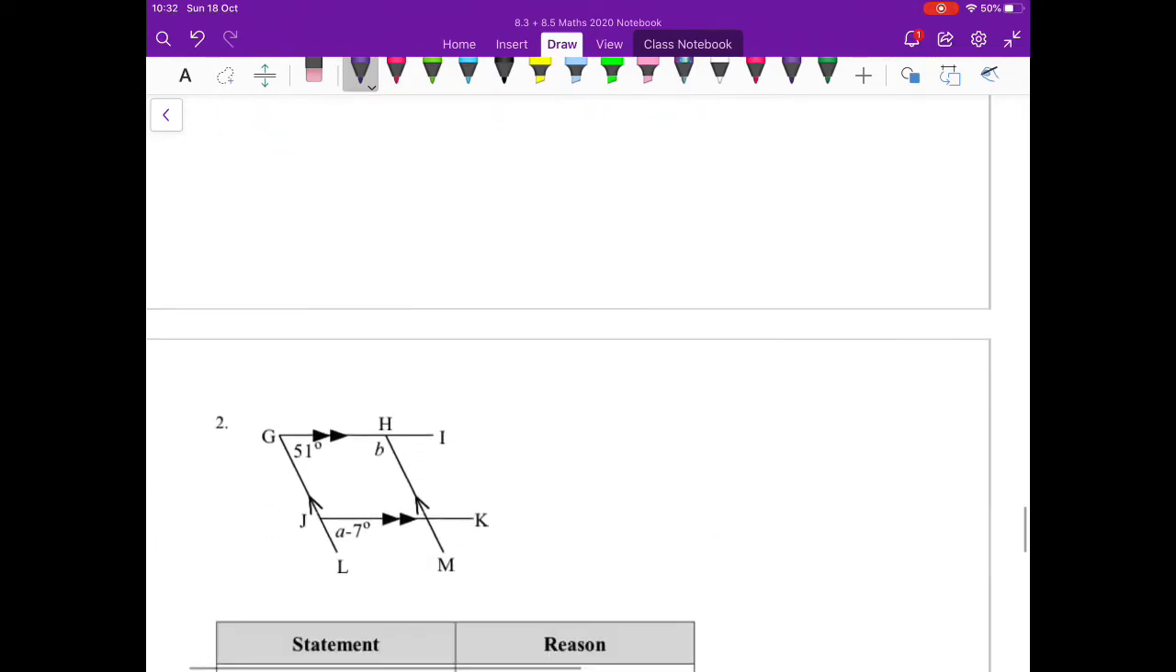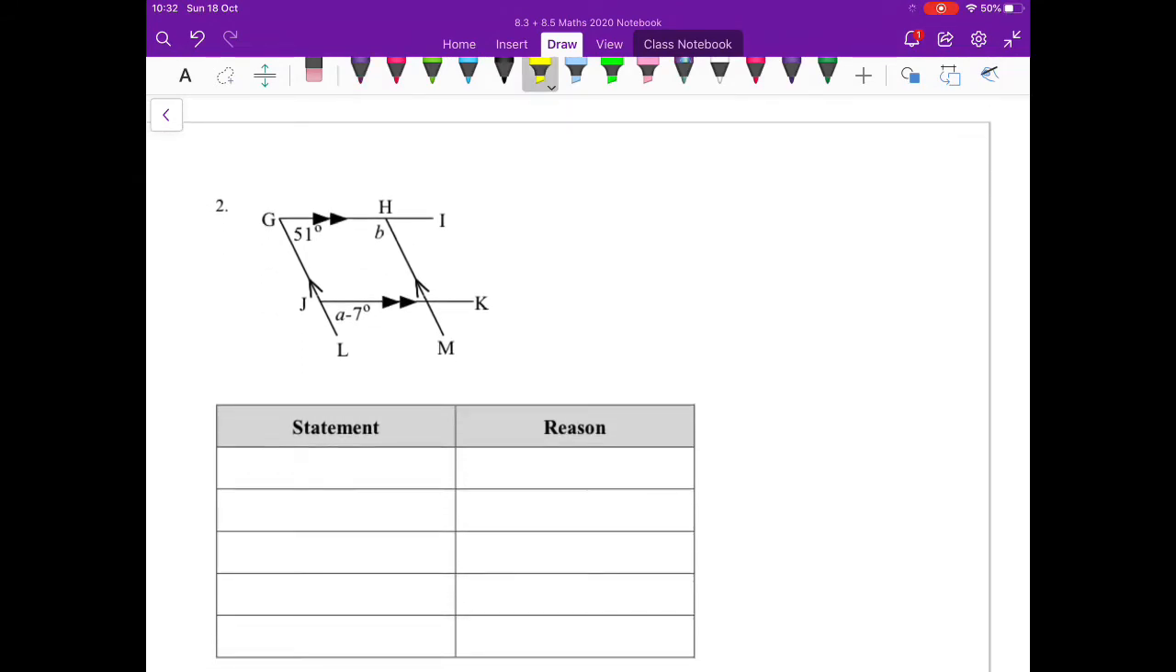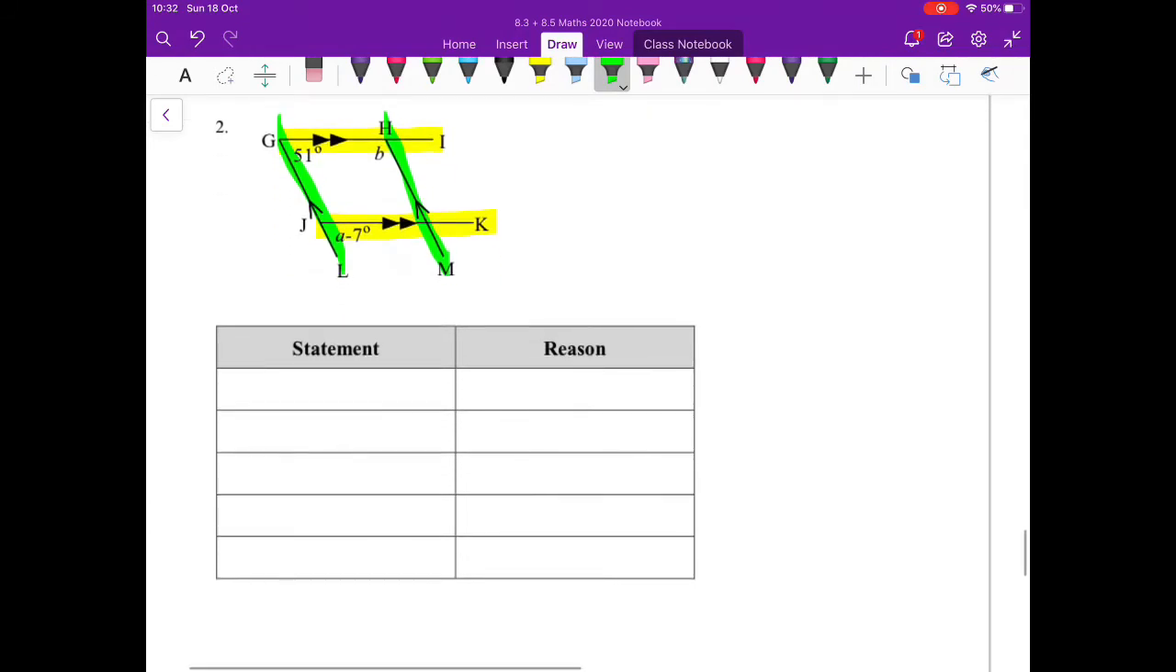Let's look at the next one. Right, over here, we've got two pairs of parallel lines. We've got this parallel to that, and we have this parallel to that. And you can see they have been identified differently. So I always like to work in alphabetical order. So I'm going to look for a reason to connect these two.